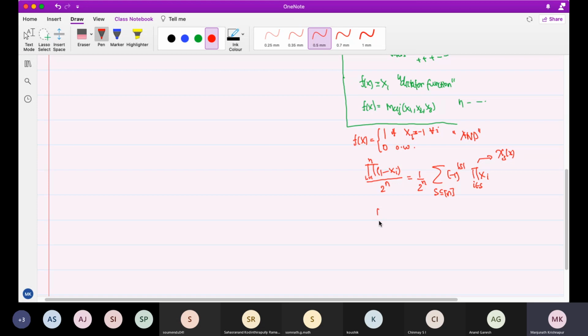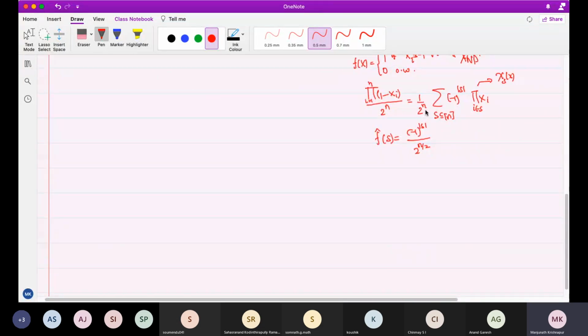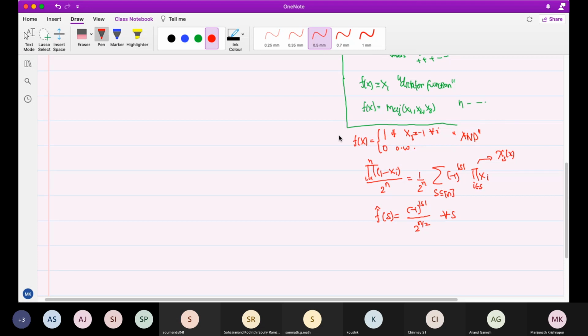So you see that f hat of s is actually -1 to the cardinality of s over 2 to the n by 2. Since I wanted to write the expansion, in my Fourier expansion I write f as 1 over 2 to the n by 2 times this sum. So it's clear that I should take 1 over 2 to the n by 2 here, and this is for all s. Is this okay? So this is how you expand that function.